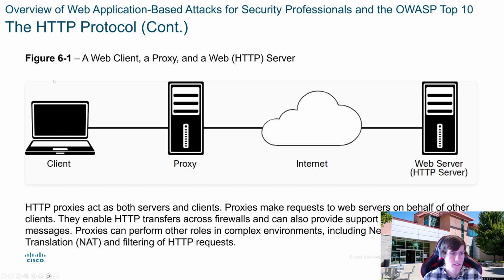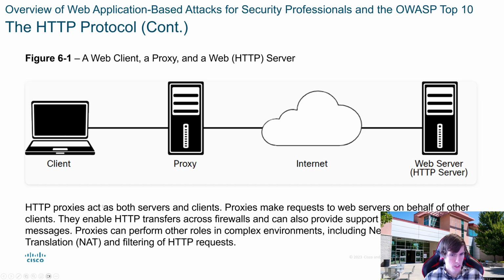So here's a diagram of what it looks like. You have your client, this time being the computer, a proxy server, the connection to the internet, and then the actual web server or the HTTP server. A lot of these servers you'll see are Apache. Apache is one of the more lightweight HTTP servers, or web servers, you're going to see.